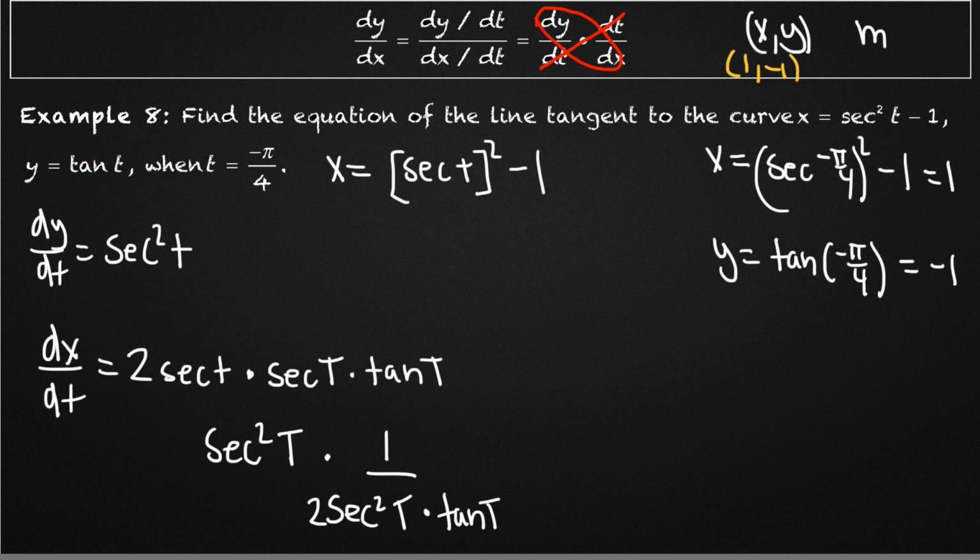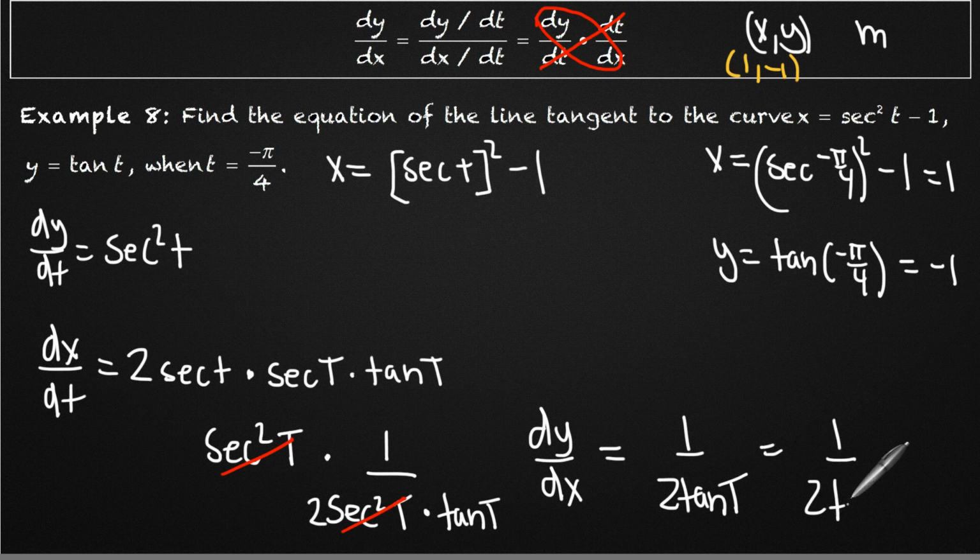And when we do this, we recognize that the secant squareds are going to cancel out, leaving us with dy/dx, because we have already divided dy/dt by dx/dt. dy/dx is going to be 1 over 2 tangent of t. Now we're going to plug in our t to get our slope m. So negative pi over 4 comes in here.